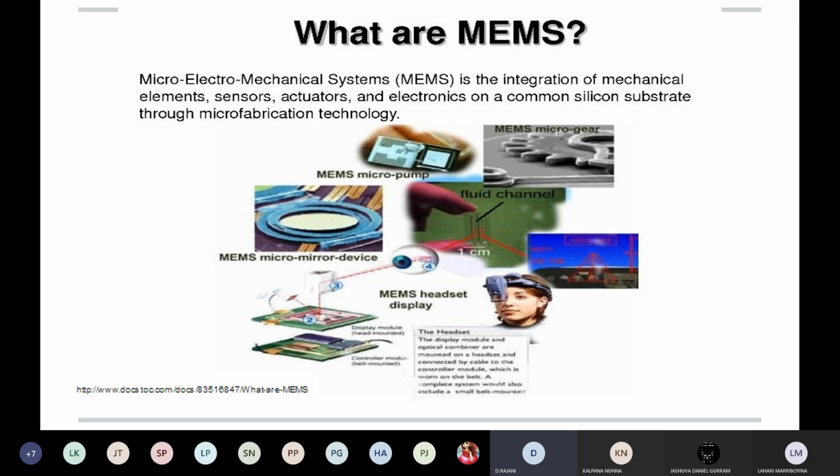What is the basic function of the sensors? The basic function of the sensors is that they act like a transducer device. What is a transducer? I already explained in the last class. For example, in a communication system, we have the transmitter, then the modulation part, then the channel, then modulation, then the receiver.